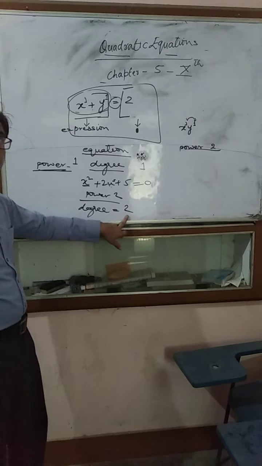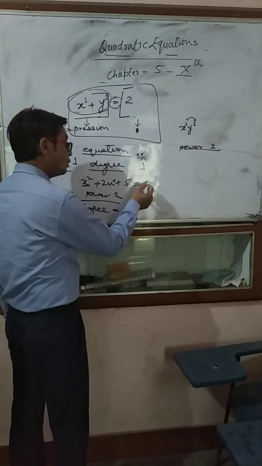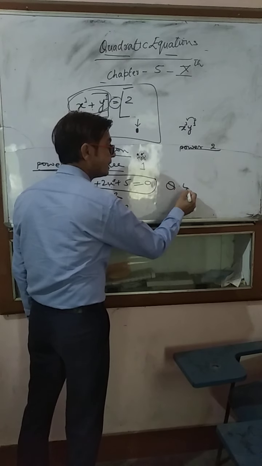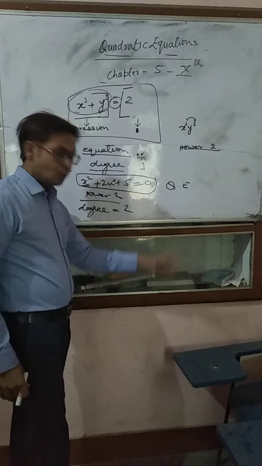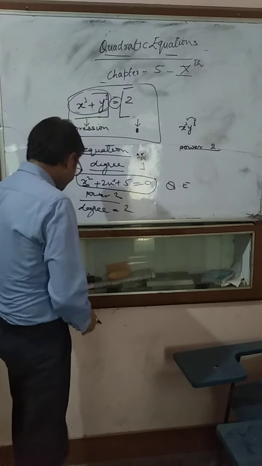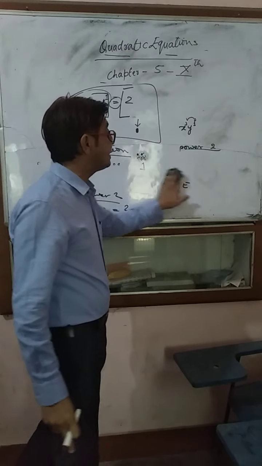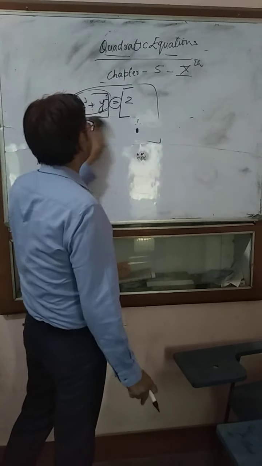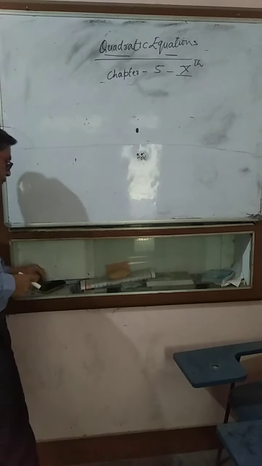If the degree is 2, then the equation is known as a quadratic equation. This equation is known as a quadratic equation. Now, this is the general idea of the quadratic equation. Now, let us consider the general form of quadratic equation.